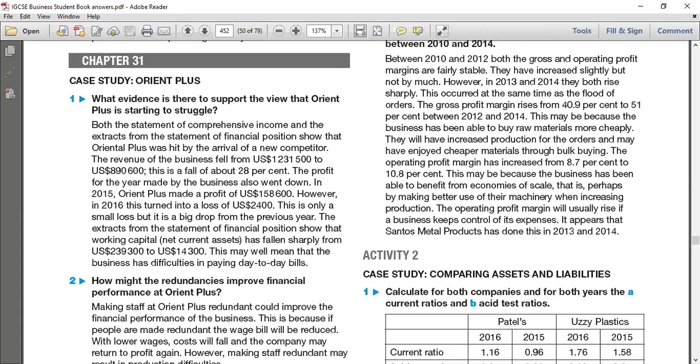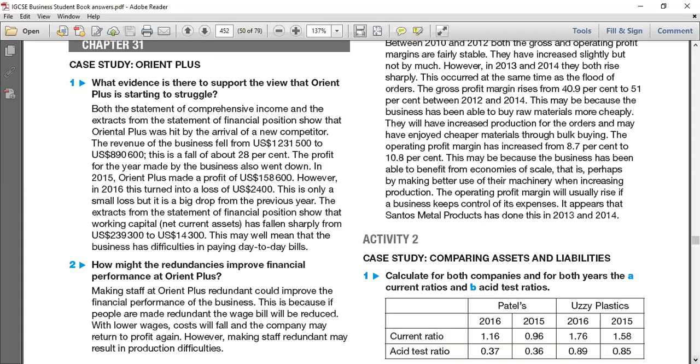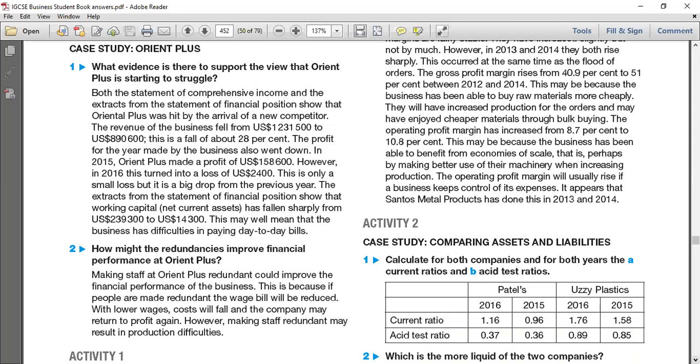Normally, question number 1. What evidence is there to support the view that Orient Plus is starting to struggle? Right, Ranusha, can you read that first question? Both the statement of comprehensive income and the extracts of the statement from the statement of financial position show that Orient Plus was hit by the arrival of a new competitor.